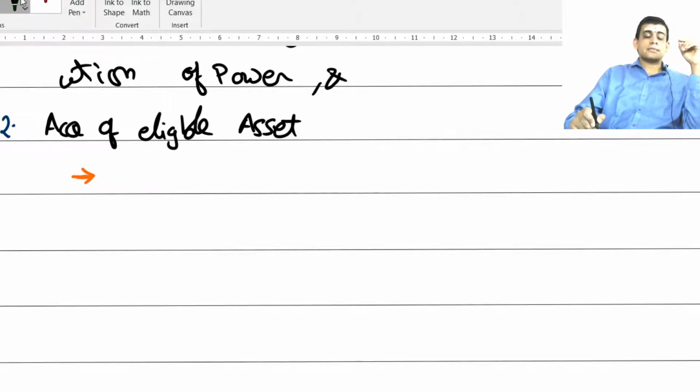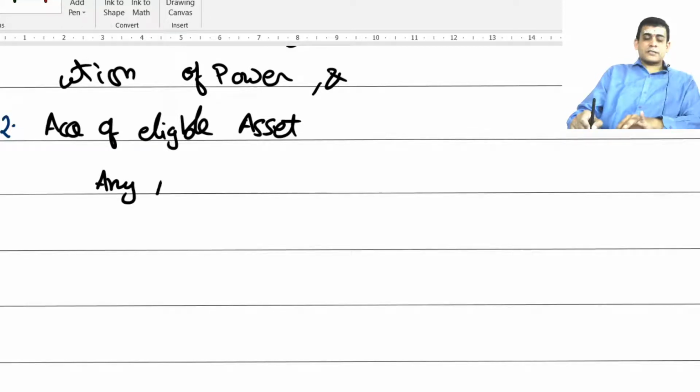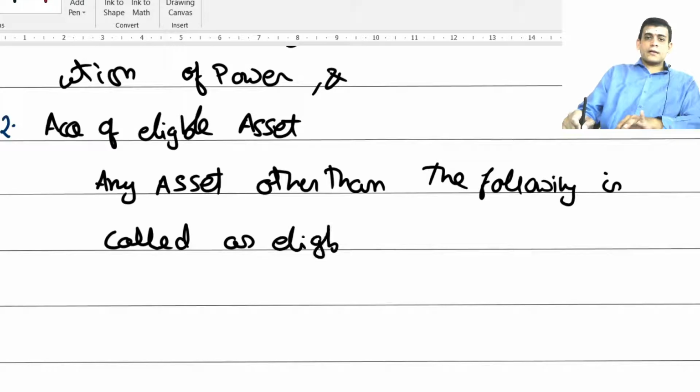What is called an eligible asset? Let us try to understand. The eligible asset definition here is given in a different way. The definition says any asset other than the following is called an eligible asset. Any asset other than the following assets is said to be an eligible asset. Now, what are those? Let us see what the list is.